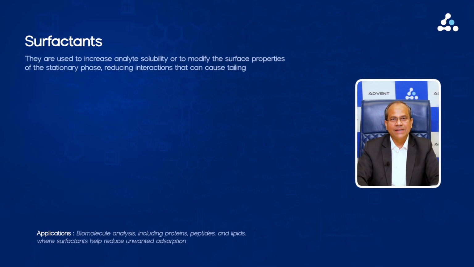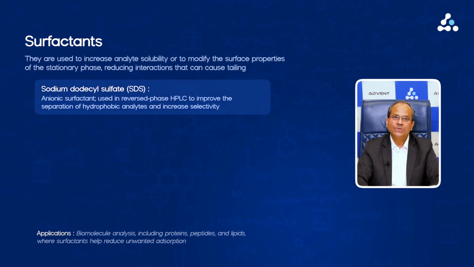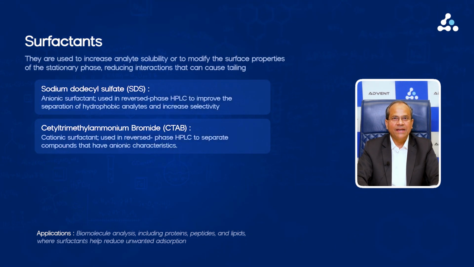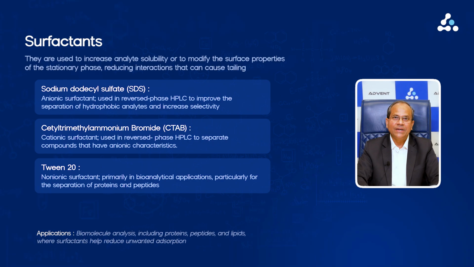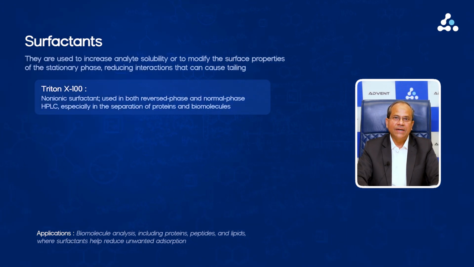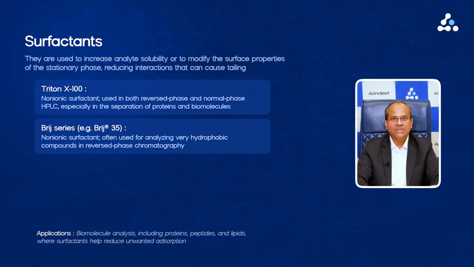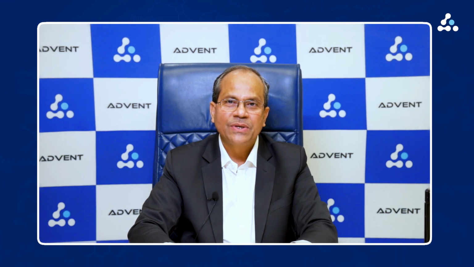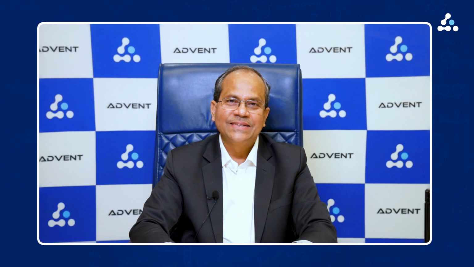Many types of surfactants are used, such as anionic sodium dodecyl sulfate, cationic cetyl trimethyl ammonium bromide, non-ionic surfactants like Tween 20, Triton X-100, Brij series, for example Brij 35. They are all used for separation of different analytes. All these surfactants have applications in biomolecular analysis such as proteins, peptides and lipids, where they help reduce the unwanted adsorption. Last in the series are complexing agents as eluent additives.